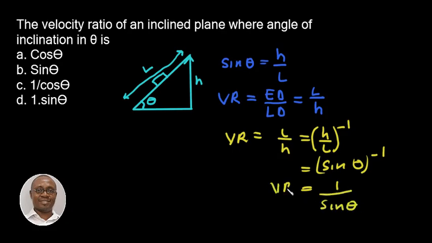So this is what the velocity ratio is now, 1 over sine theta. So the answer option, this is 1 over sine theta. The answer option D is the right answer.